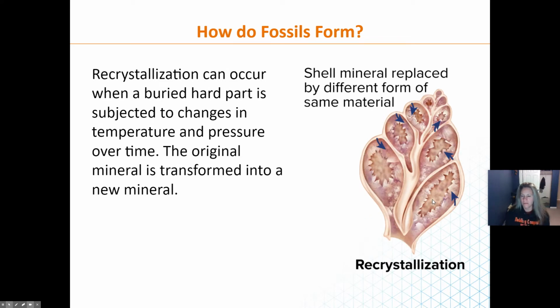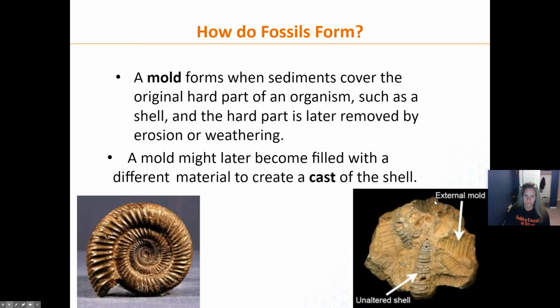All right, so it fills in basically and forms a crystallized shell, kind of like a geode in a way. And so that's recrystallization. The crystals form within the shell, and we see the shell, but in the form of a crystal instead. All right, and then there's things called molds and casts. So a mold is like an imprint.